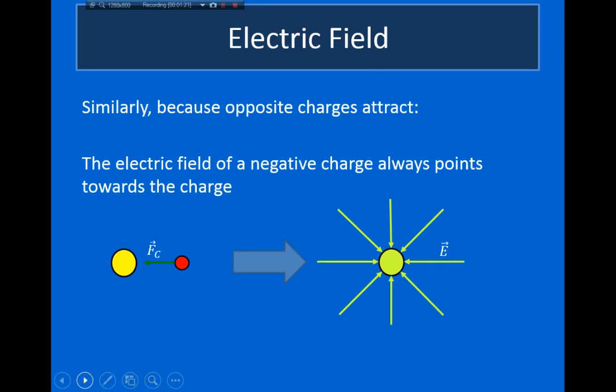Conversely, if I have a negatively charged particle, and I put a positive test charge outside of it, remember, opposites attract. So this positive test charge is going to be drawn towards this negative particle. And again, that's true no matter where I put my positive test charge. It's always going to be pulled towards this negatively charged particle. So the electric field that is created by a negative charge always points inwards towards the negative charge.